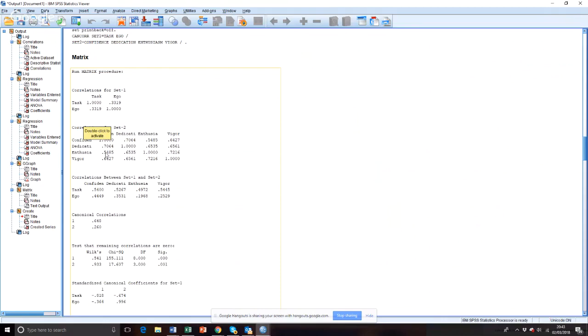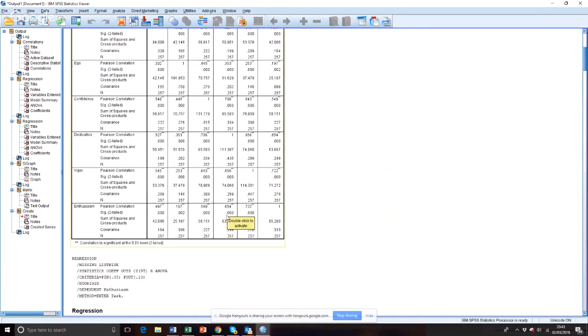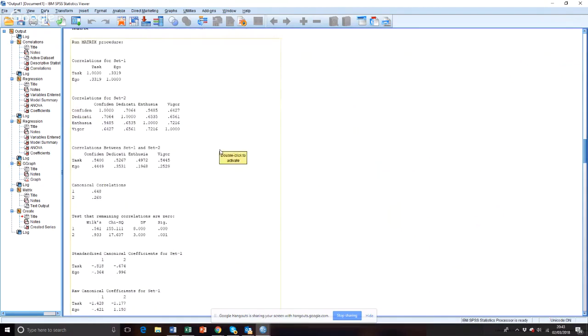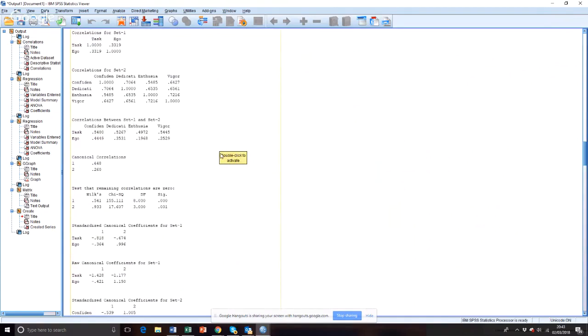This is just a simple correlation matrix that's exactly the same as what we did here. All right, exactly the same correlations in the canonical correlation output. The canonical correlation, remember, as I told you, was the correlation between the sets of variables. So that optimally weighted set of goal orientation variables, task and ego, and the optimally weighted set of engagement variables, confidence, dedication, enthusiasm, and vigor. So you can see here quite a large correlation, 0.65. And that correlation is indeed statistically significant here.